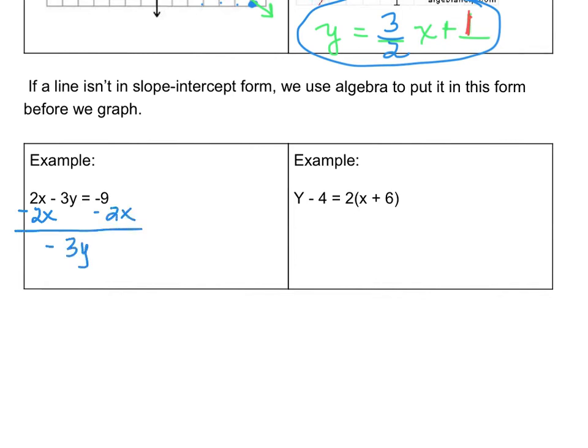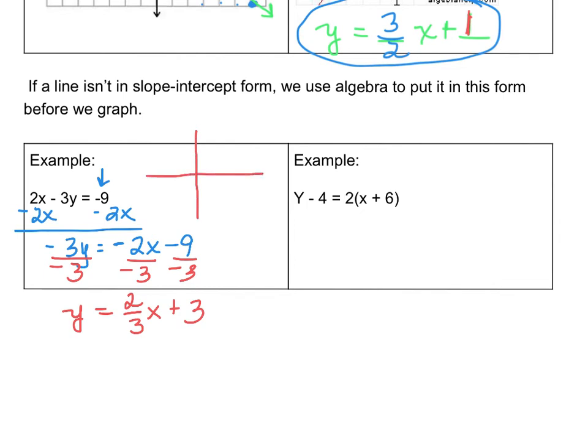Minus 3y equals minus 2x minus 9. Notice that was a negative 9 to start with. And then to isolate the y, I'll divide everything by negative 3. And y will equal negative 2 divided by negative 3 is 2/3 x. Minus 9 divided by minus 3 is plus 3. So if I were to graph that line, I start at 3 on the y-axis. I go up 2 and over 3. Or I could go down 2 and over 3. The other direction, there's my line.